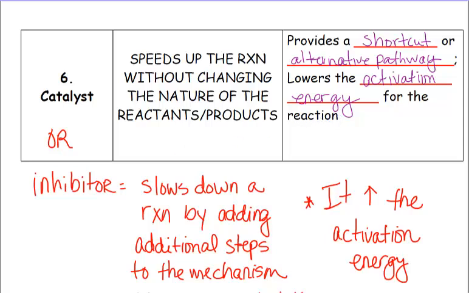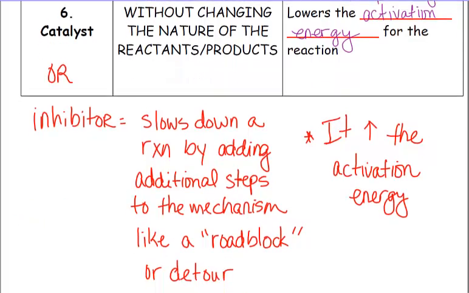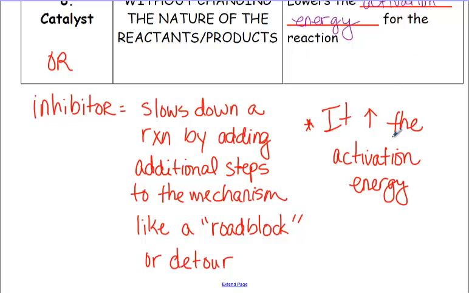Now an inhibitor is the opposite. So an inhibitor will actually slow down a reaction by adding additional steps, kind of like a roadblock or a detour. And what happens here is that the activation energy is going to increase, which then takes it longer to get to that activation point for the reaction to go forward. So it's going to slow it down or inhibit the reaction.